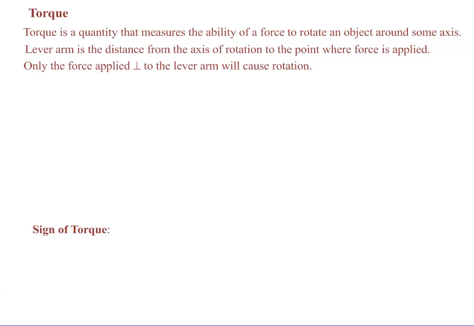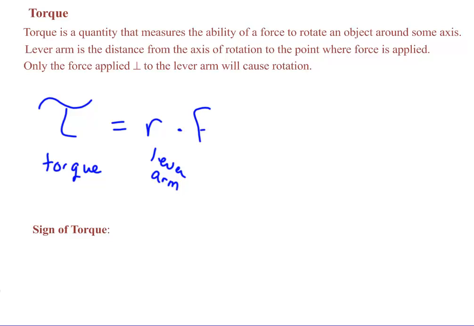to the lever arm. The symbol for torque is the Greek letter tau, and the equation for torque is the lever arm, which we're going to symbolize by R, times the force perpendicular to the lever arm. So that's going to be the force times the sine of the angle. And we'll see how that works when we take a look at a couple of problems.